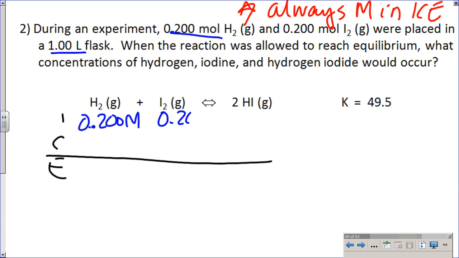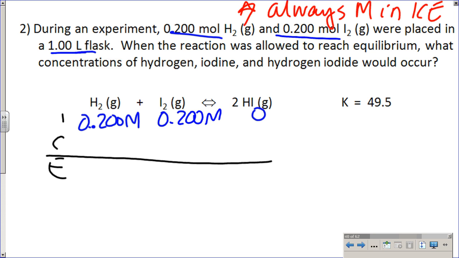Next one. Same, because it's the same moles. See? Iodine, 0.2 moles, same liter flask. Last one. Why do you know 0? Right, you have no products at the initial before the reaction has started. Sometimes you do, but in this case we're going to say we don't. And especially if I don't tell you, you get to assume 0.